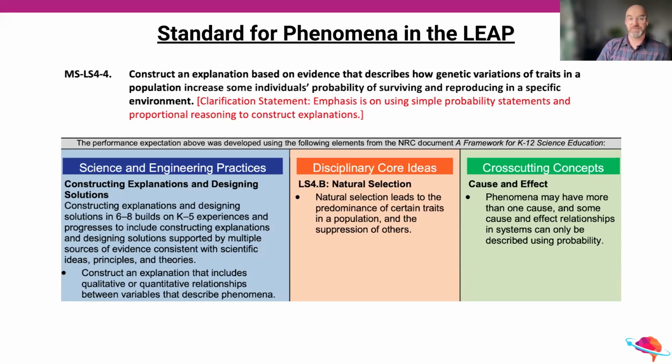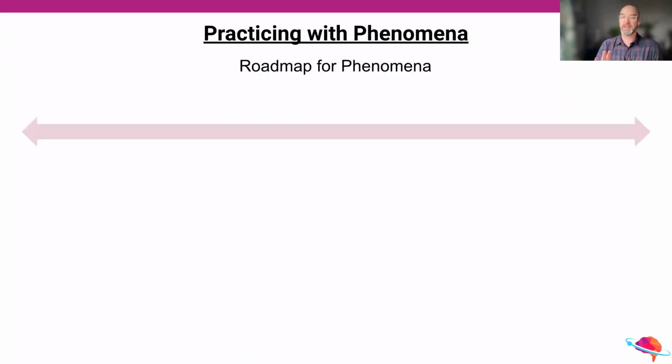They have to use the DCI of natural selection and the cross-cutting concept of cause and effect. And all of those things need to come together. So we talked about using phenomena for an assessment, but how can we use phenomena throughout the course of a unit? And so I want to think about practice first.